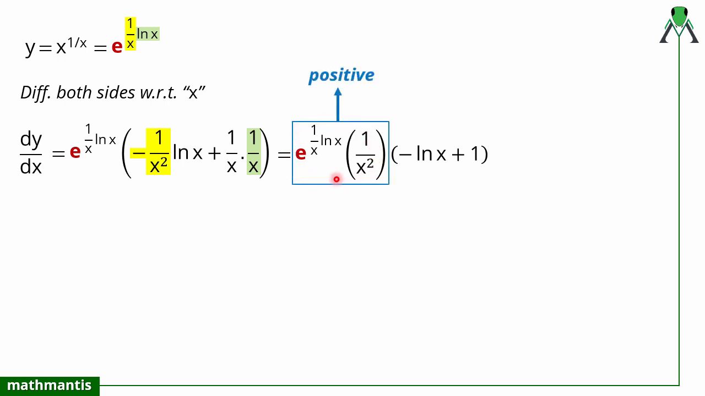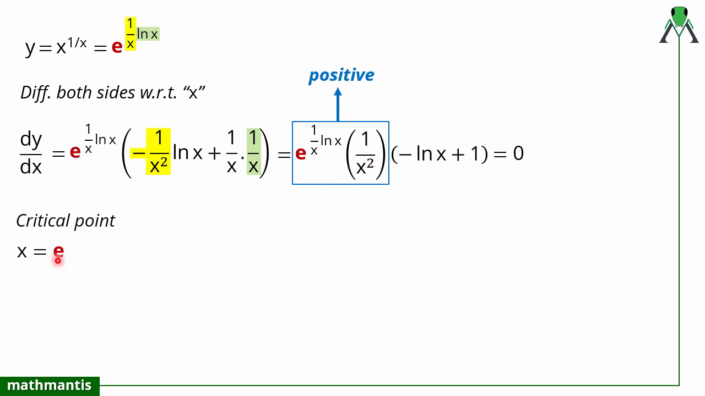So if you look at this expression, it is always positive, because 1 by x square is positive, and e raised to the power any value is also positive. So when we equate this to 0, you will get the value of x for which this expression can be 0 when ln x is equal to 1, and that is only possible when x is equal to e. So that is the critical point of this function.